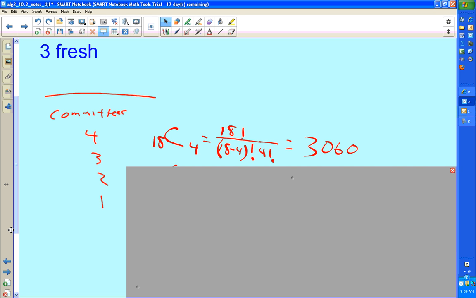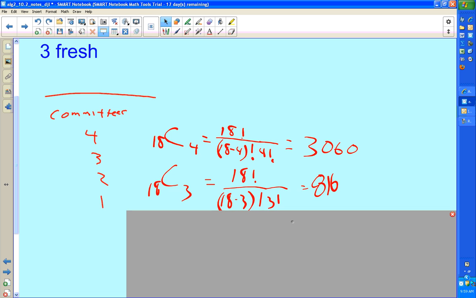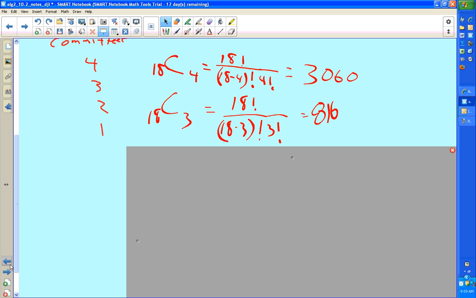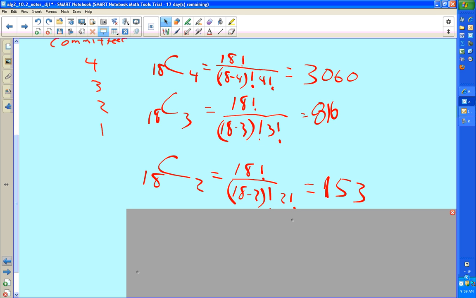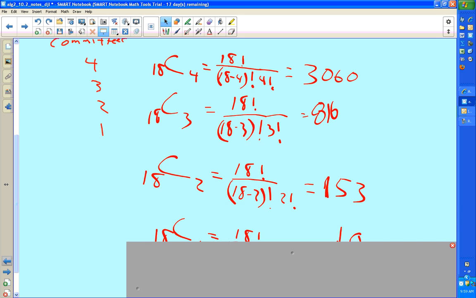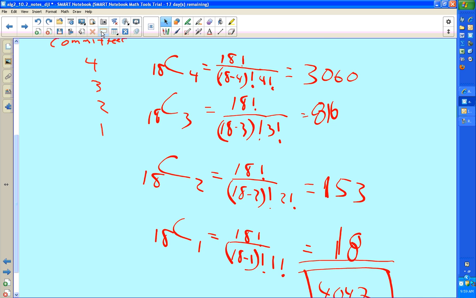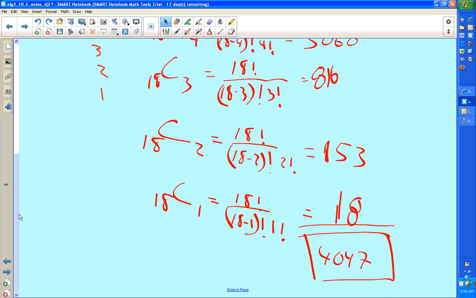How many ways are there to make a committee of 3? Only 816 when you go to a committee of 3. Committees of 2? 153. And committees of 1? 18. Altogether, you add up the different committees, and there's 4,047 different committees of at most 4 students from this group. 4,047.